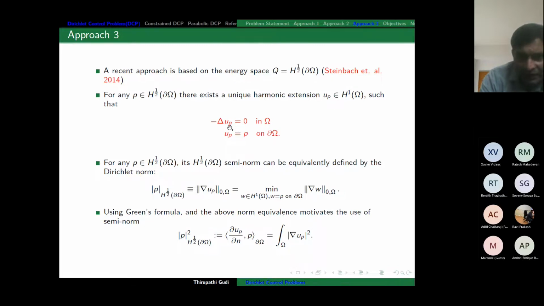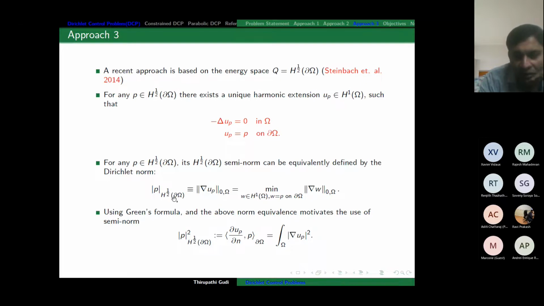Once we have this harmonic extension, the function u_p is nothing but the minimizer. It's the solution of this problem: you take the norm of the gradients of all the functions w which have this trace w equal to p on the boundary. The minimizer of this is a harmonic function, but this is unique, so that has to be this one. And one can define the H^{1/2} norm by this, the gradient of the harmonic extension.